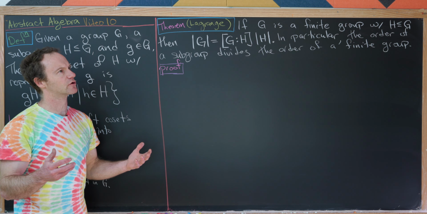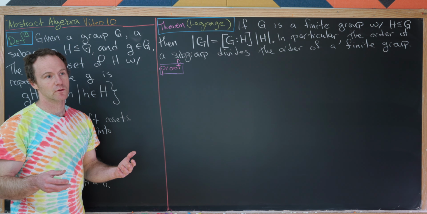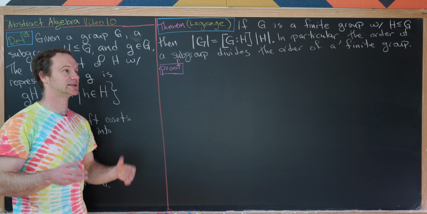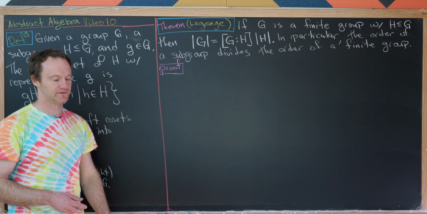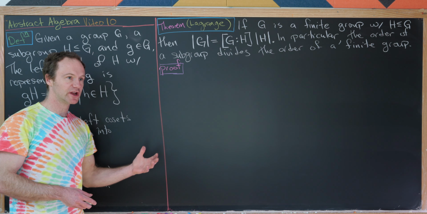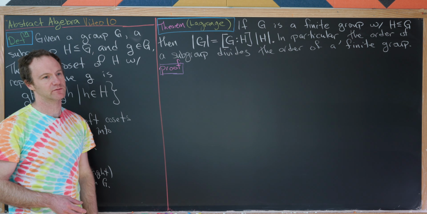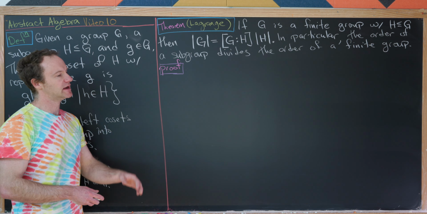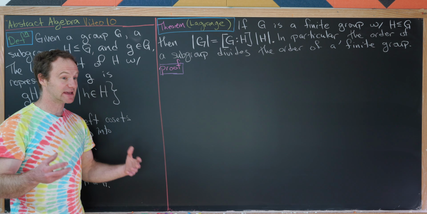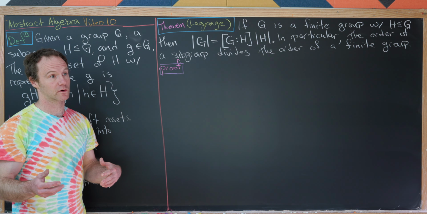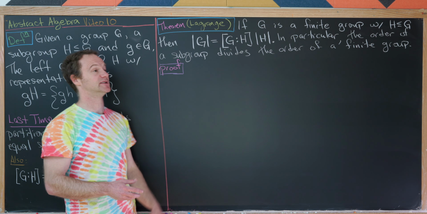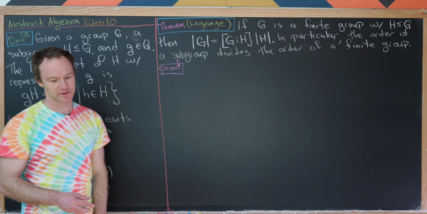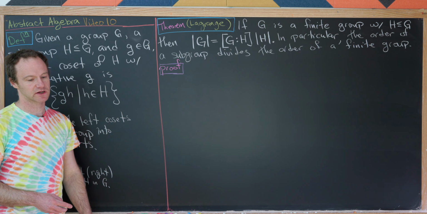So let's say you've got a group of order 15. Then you cannot have a subgroup of order 10 because 10 does not divide 15. But you could have a subgroup of order 3 or a subgroup of order 5. Now, whether or not you actually get a subgroup of order 3 and order 5 is yet to be determined. The converse is not true, and we'll see an example today of how the converse is not true.